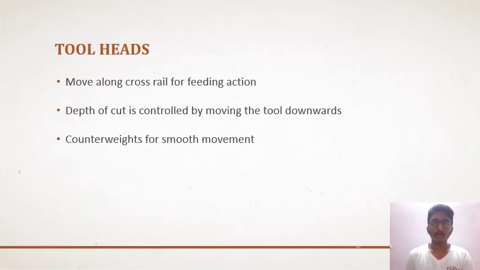Tool head. The tool head can be moved along the cross rail for the feeding action while the depth of cut can be controlled by moving the tool downwards. The tool head can be tilted for any given angle cut on the workpiece. The tool heads will be provided with counterweights for force equalization and smooth movement. It is possible to mount more than one tool head on the cross rail as well as the columns on both sides so that multiple surfaces can be completed simultaneously. This helps in reducing the total machining time since planing is relatively a slow operation like shaping.